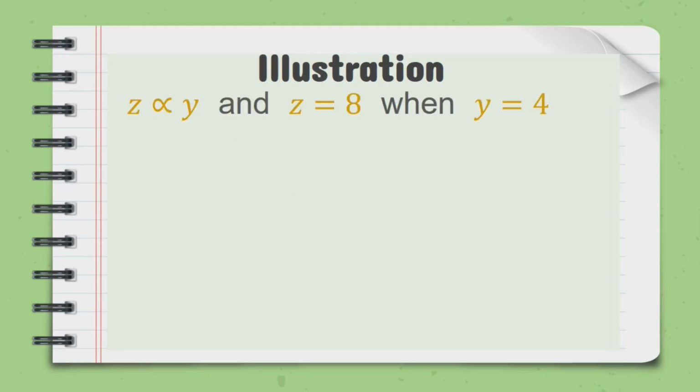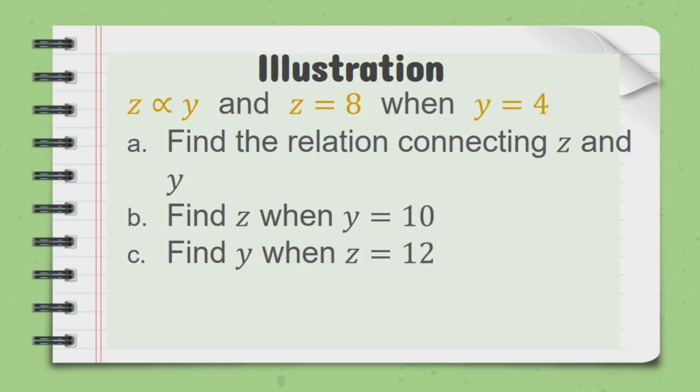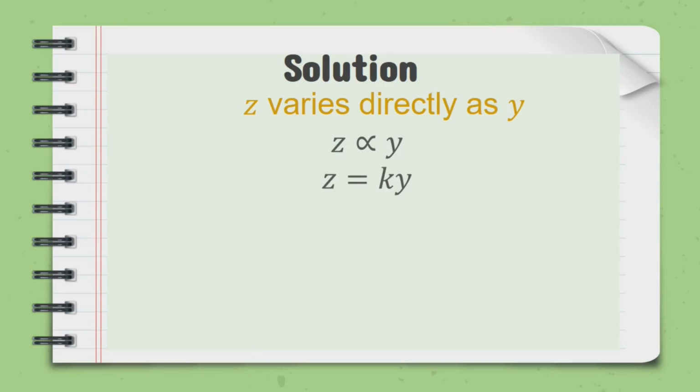In this illustration, z varies directly as y, and z equals 8 when y equals 4. In our first question, we have to find the relation connecting z and y, and secondly, we have to find z when y equals 10, and lastly, we are finding y when z equals 12. To solve this question, we need to know the symbolic interpretation of the mathematical statement z varies directly as y, and this can be written symbolically as z, followed by the variation proportional symbol, then y, and this can be written as an equation z equals k multiplied by y.